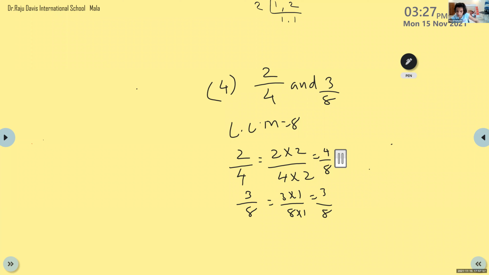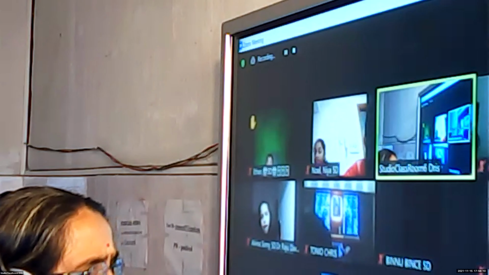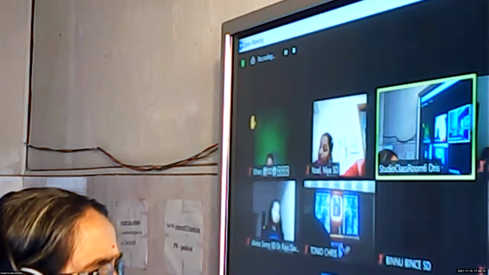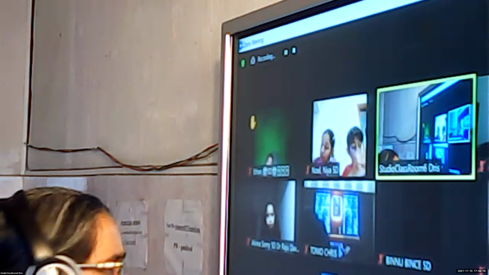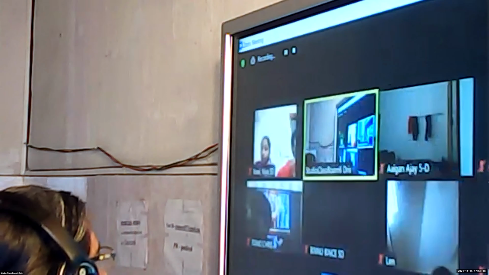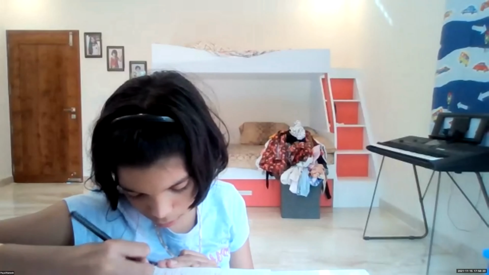Ma'am, what if we get different denominators? If we get different denominators, you convert them into the same denominators by finding the LCM and making the first fraction to the same denominator. Is it okay now? Yes. Ethan, did you understand?